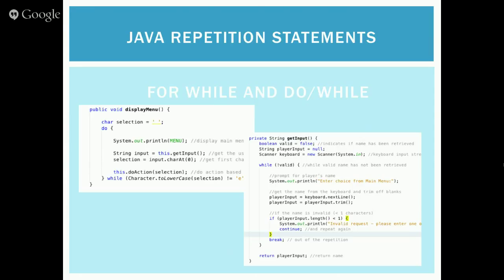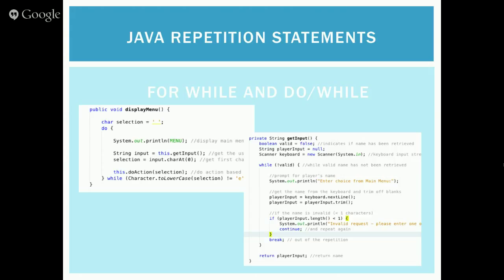Next, we go into the Java repetition statements. There are several types known, which are the for, while, and do while statements. In the case of the for, which we haven't used in our code yet, it allows us to repeat a set of statements for a set number of times.